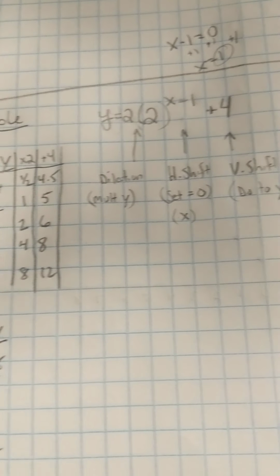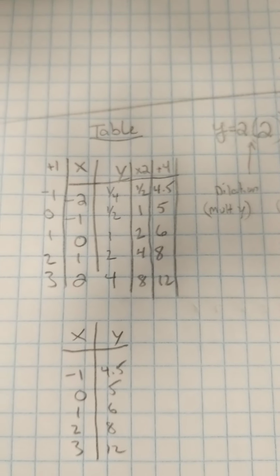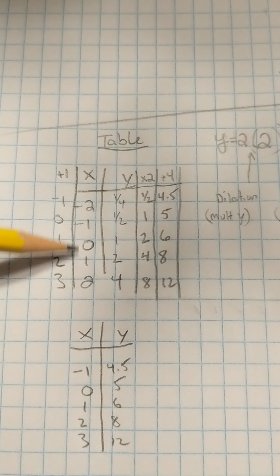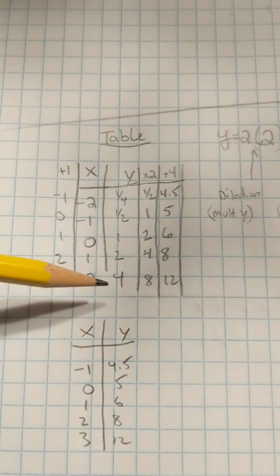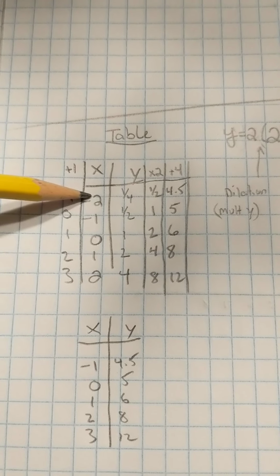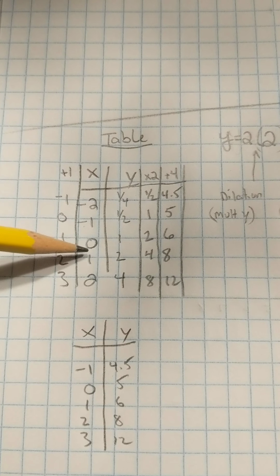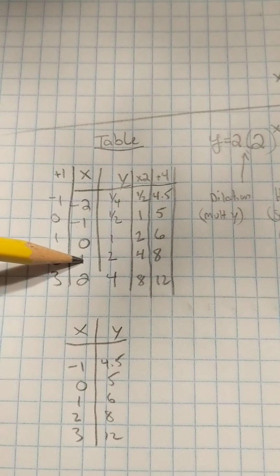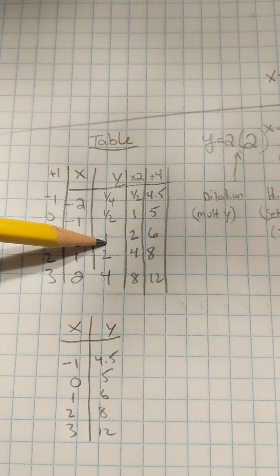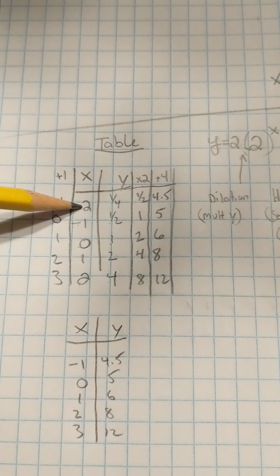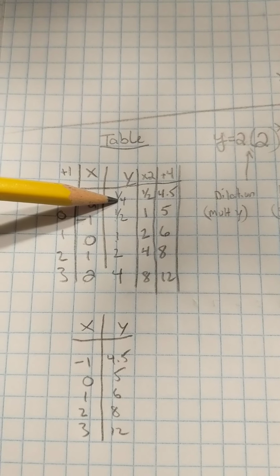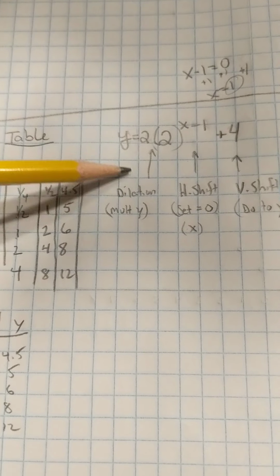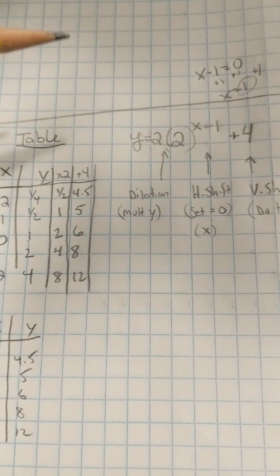So we have two options. Option 1 is building out the table. So what you'll see right here in the middle is if I just had y equals 2 to the x, I would plug in -2, -1, 0, 1, and 2. And 2 squared is 4. 2 to the first is 2, 2 to the 0 is 1, 2 to the -1 is 1/2, and 2 to the -2 is 1/4. And then I'm going to do everything that my dilation and my shifts tell me to do.